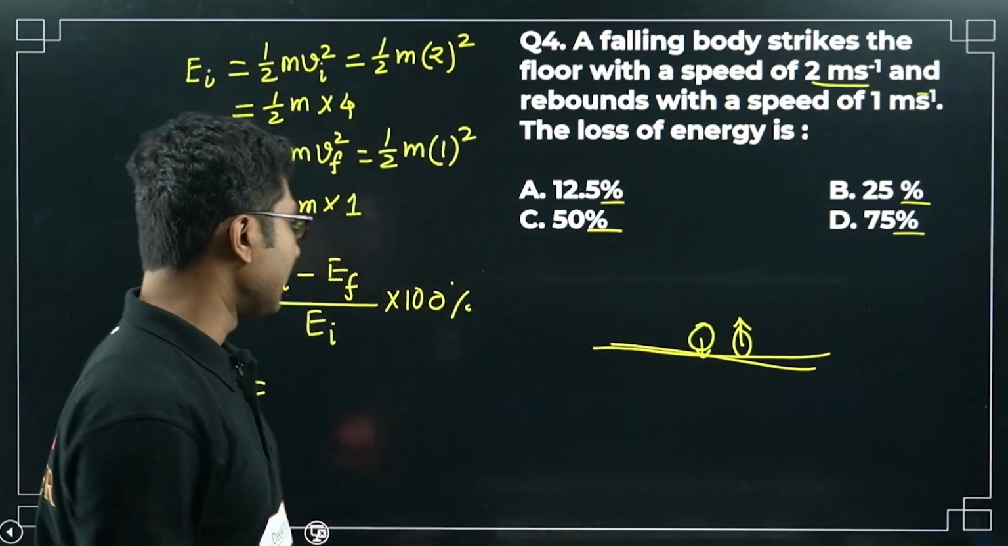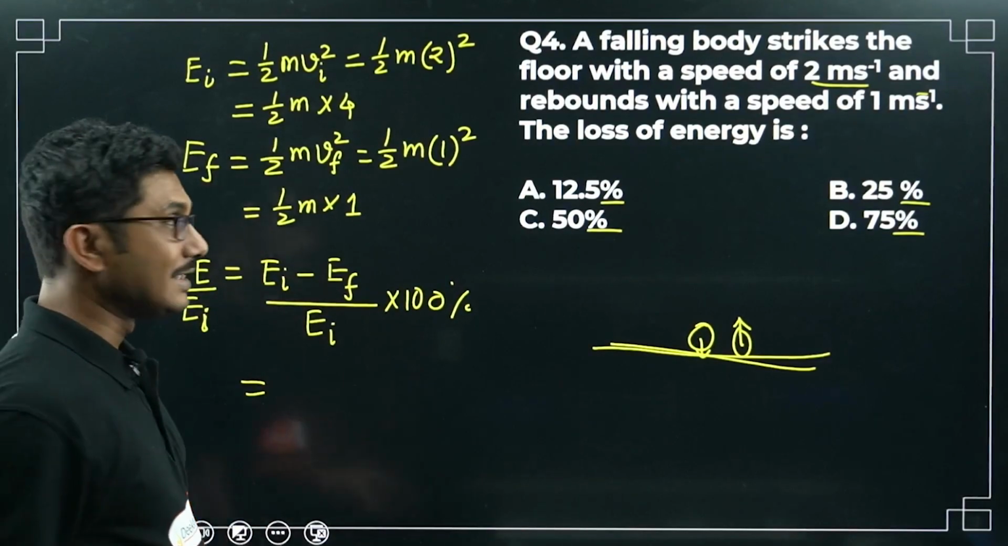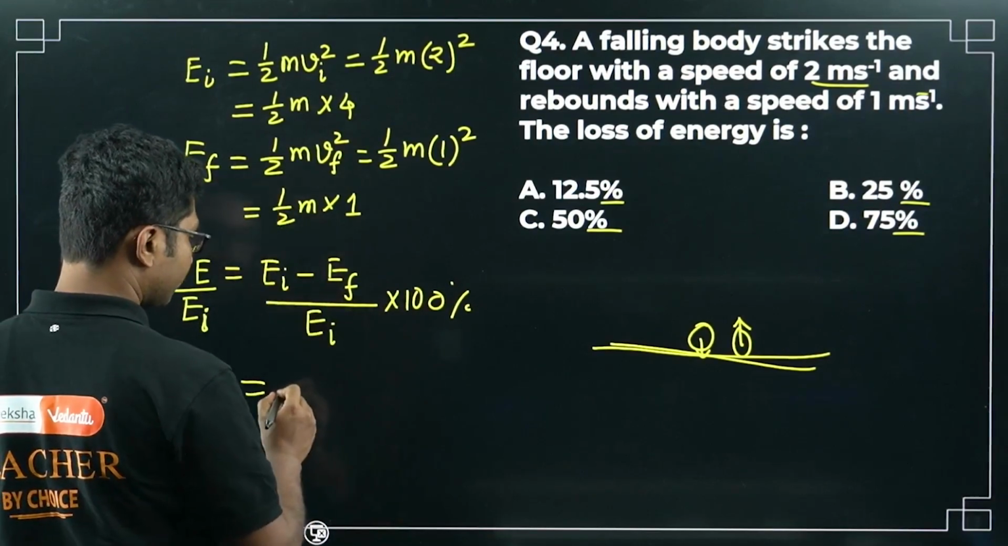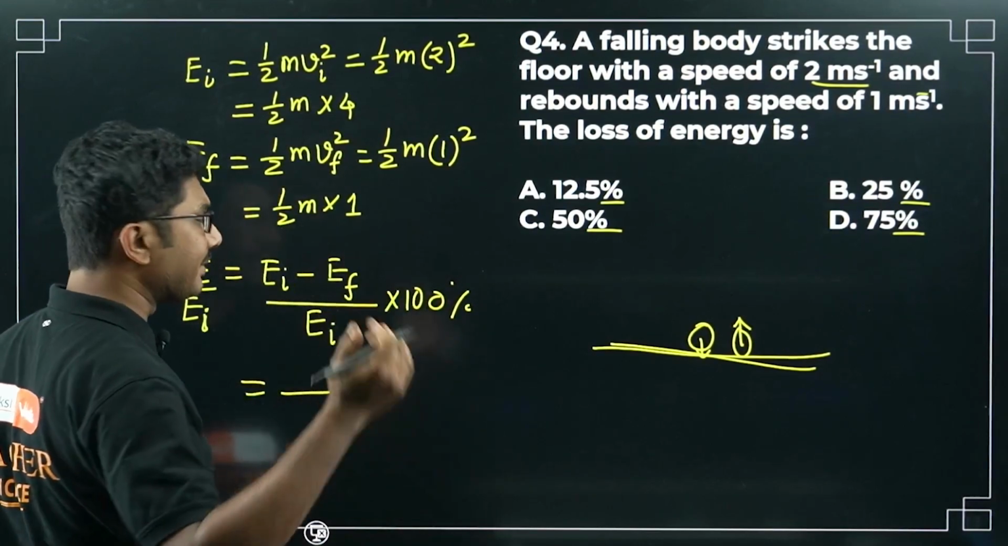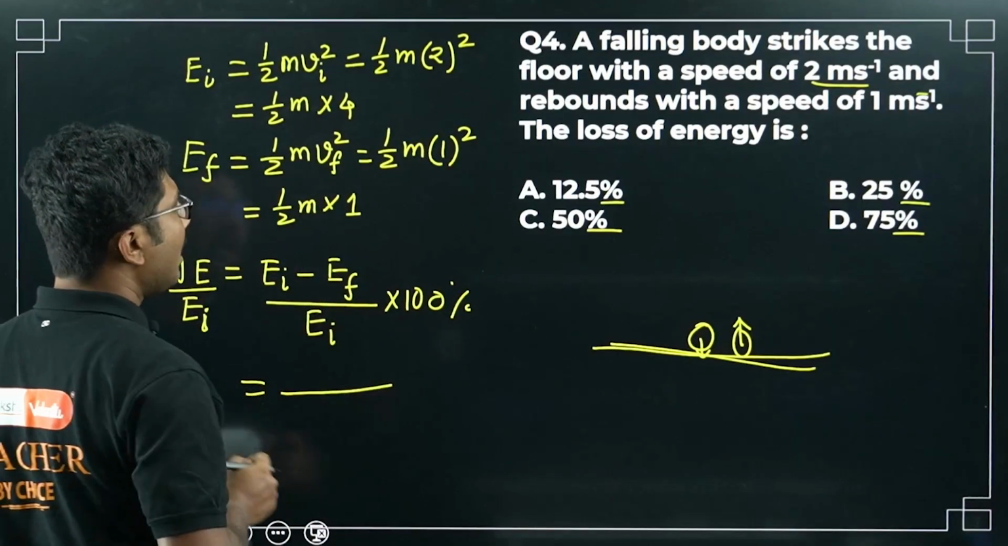I hope you have learned that in your previous class of arithmetic, where you calculate the change in percentage. Initial minus final divided by initial, or final minus initial divided by initial. Initial will always be in the denominator, the change will be in the numerator.